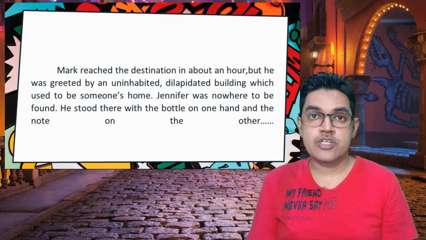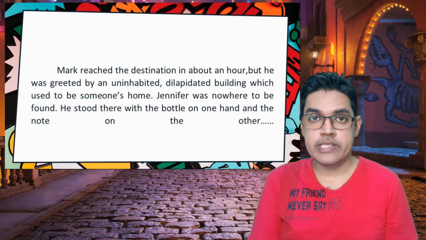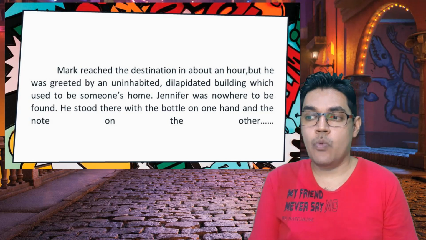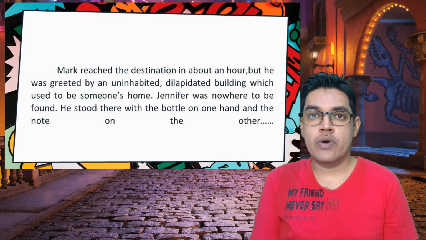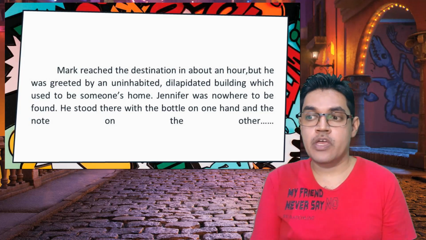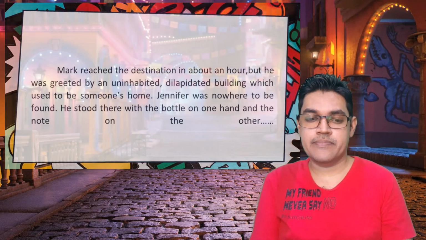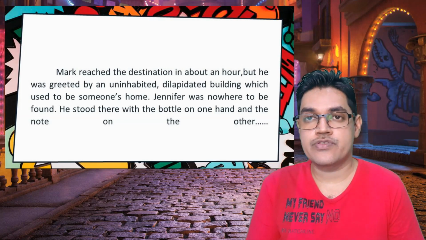Mark reached the destination in about an hour, but he was greeted by an uninhabited, dilapidated building which used to be somebody's home. Jennifer was nowhere to be found. He stood there with the bottle in one hand and the note in the other. Okay, that is the end of the story.